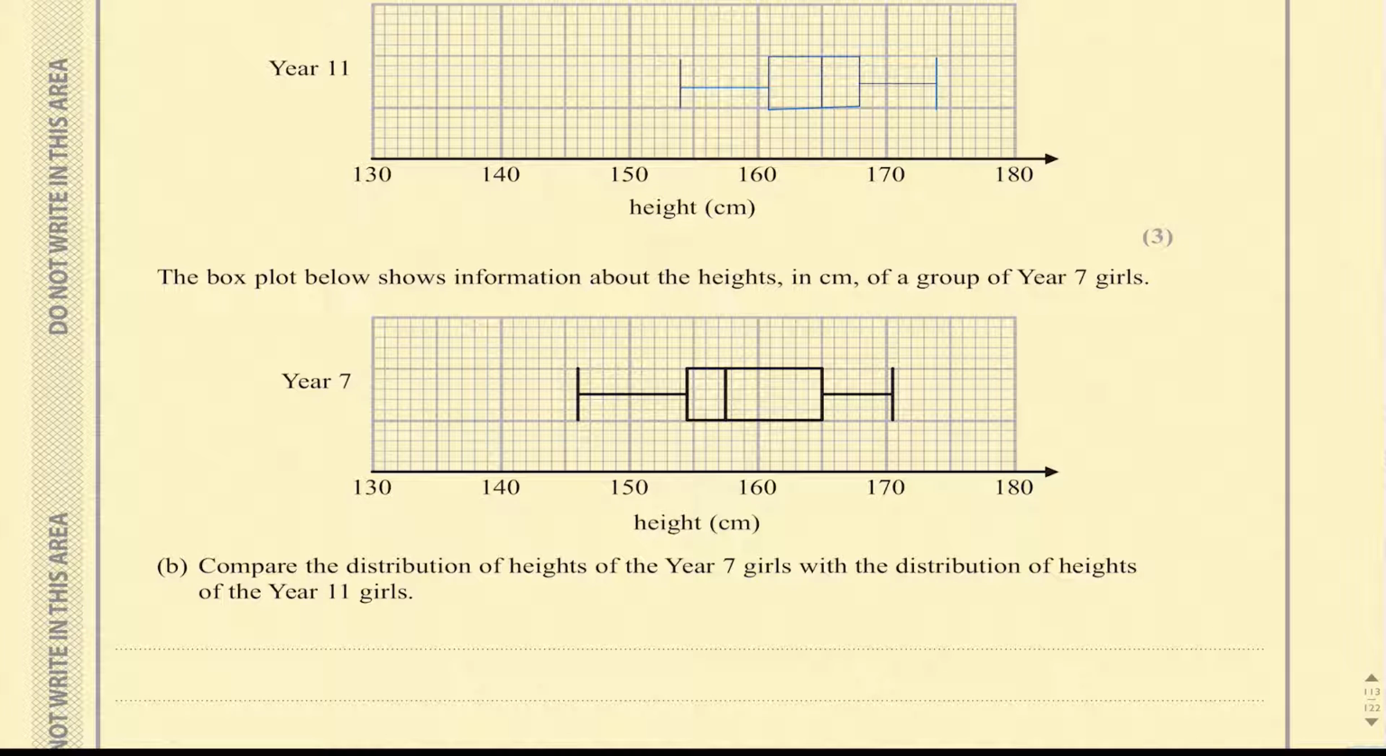Right, to answer question B, we need to compare the distribution of height of the year 7 with the distribution of height of year 11. So in doing this, for year 11, let's just write the median, that's Q2 by the way, interquartile range, IQR, and the range.